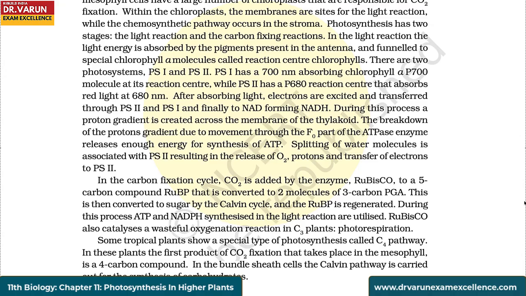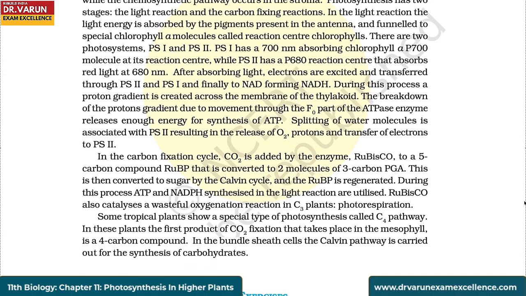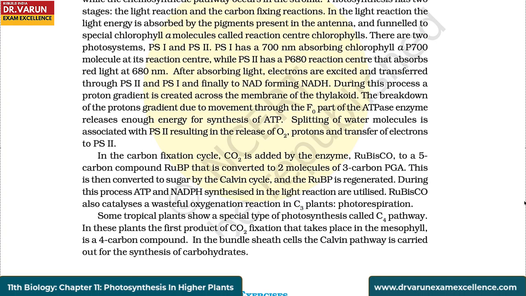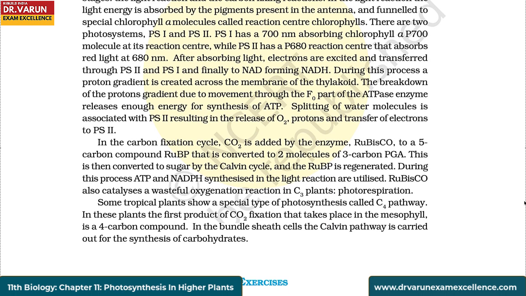After absorbing light, electrons are excited and transferred through PS2 and PS1 and finally to NADP, forming NADPH. During this process, a proton gradient is created across the membrane of the thylakoid. The breakdown of the proton gradient due to movement through the F0 part of the ATP synthase enzyme releases enough energy for synthesis of ATP.